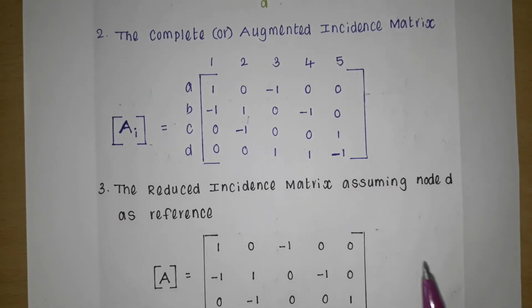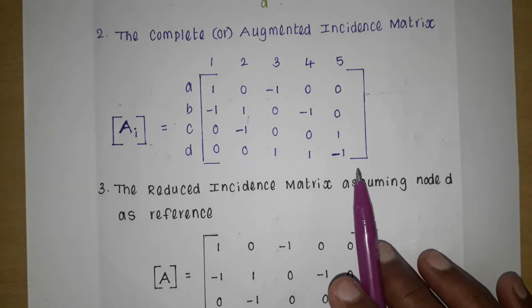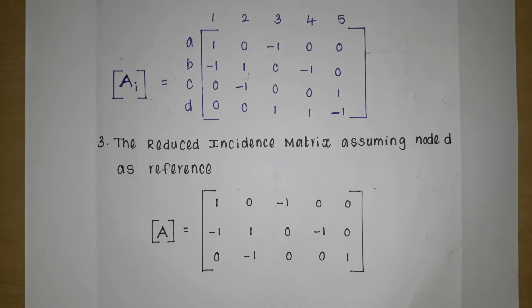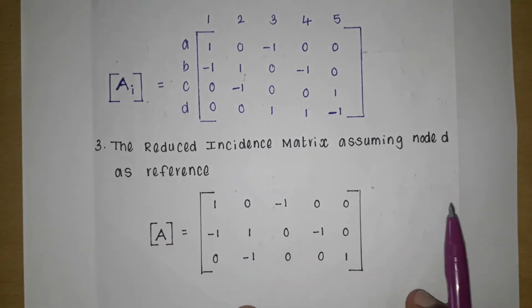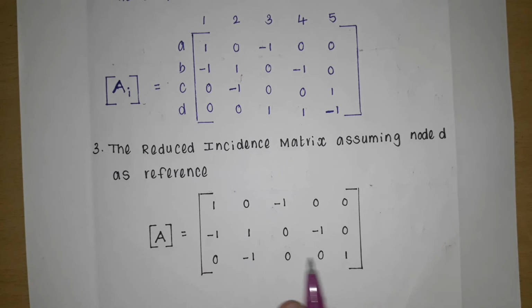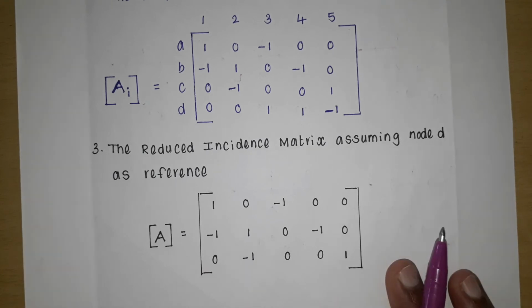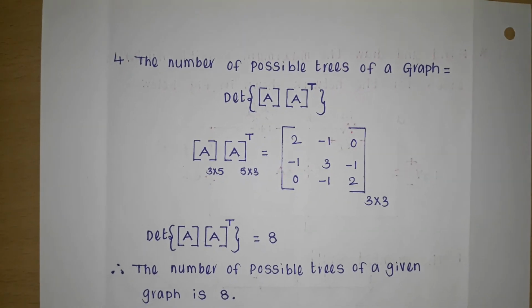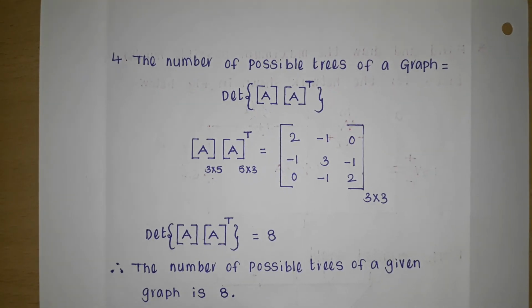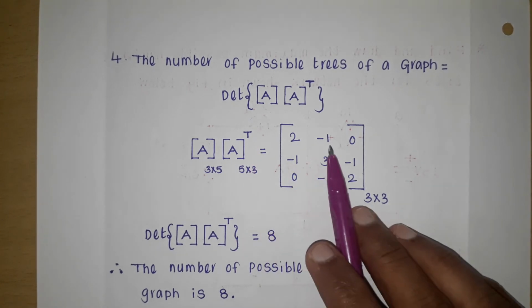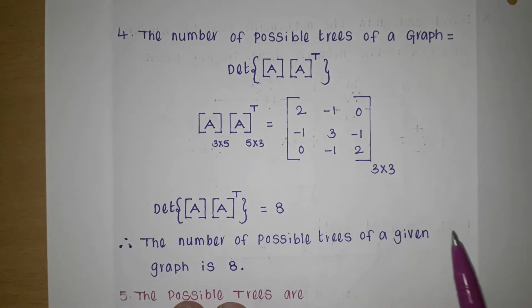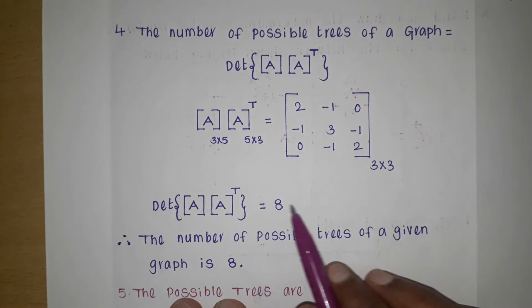If you remove any row, that becomes a reduced incidence matrix, denoted with a capital A. In general we remove the last row. Assuming node D as the reference, you get matrix A as a 3 by 5 matrix. The number of possible trees of a graph equals the determinant of A times A transpose. A times A transpose is 2, minus 1, 0, minus 1, 3, minus 1, 0, minus 1, 2, which is a 3 by 3 matrix. If you find the determinant of this matrix, you get 8.